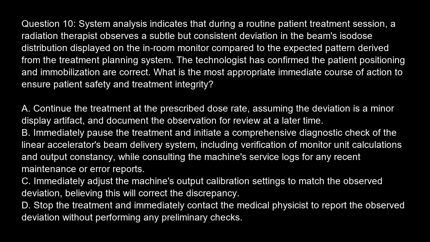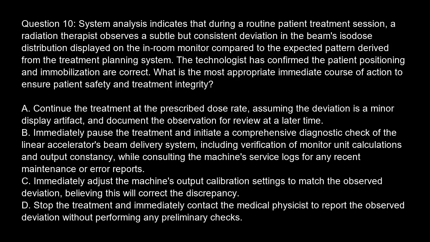Question 10. System analysis indicates that during a routine patient treatment session, a radiation therapist observes a subtle but consistent deviation in the beam's isodose distribution displayed on the in-room monitor compared to the expected pattern derived from the treatment planning system. The technologist has confirmed the patient positioning and immobilization are correct. What is the most appropriate immediate course of action to ensure patient safety and treatment integrity?